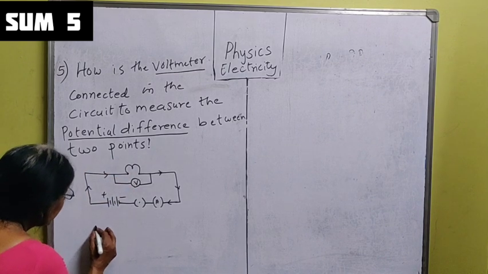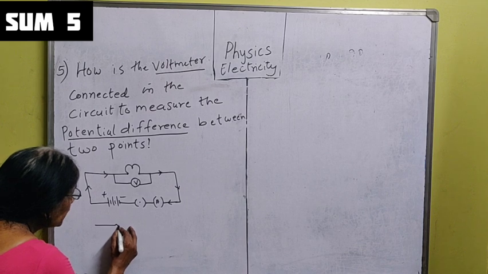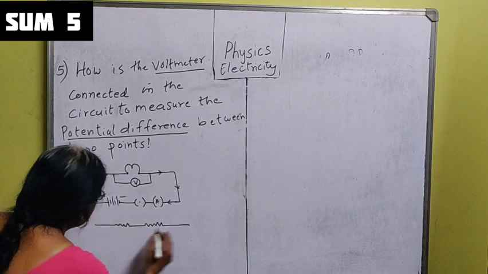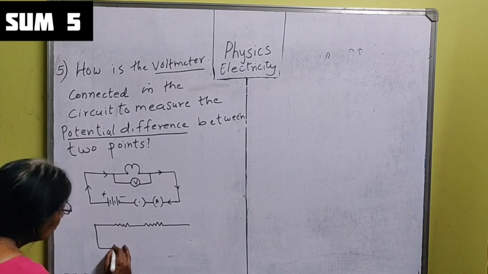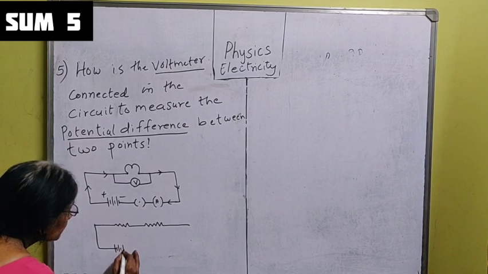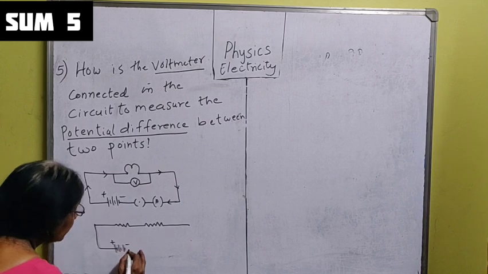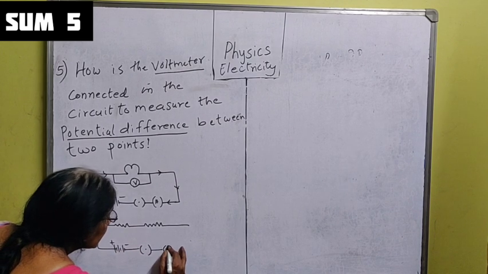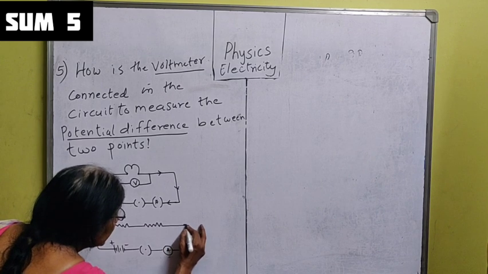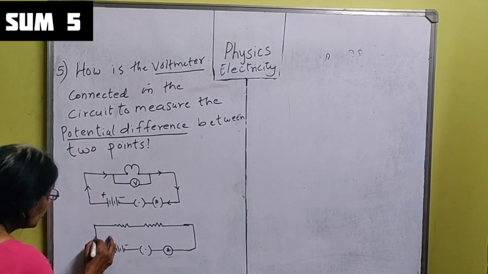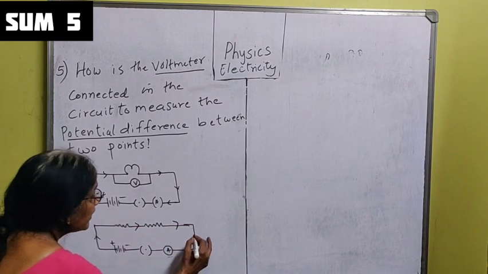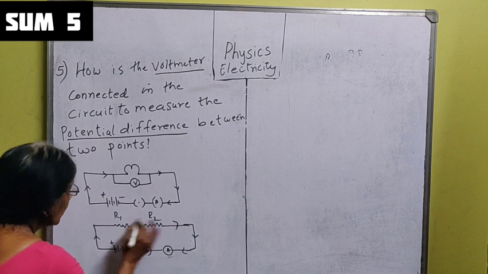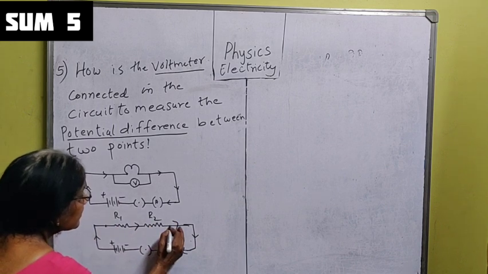Suppose 2 resistors are there which are connected in series. So positive, negative. This is the switch. This is the ammeter and here is the connection. So positive to negative it will move. This is R1 and R2. This is one end and this is the other end.